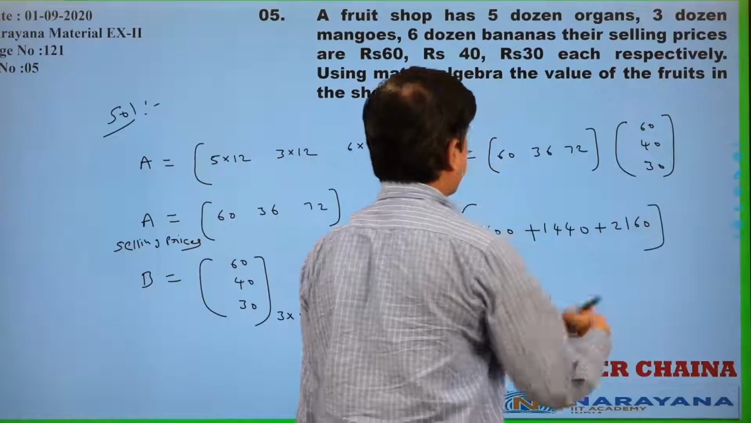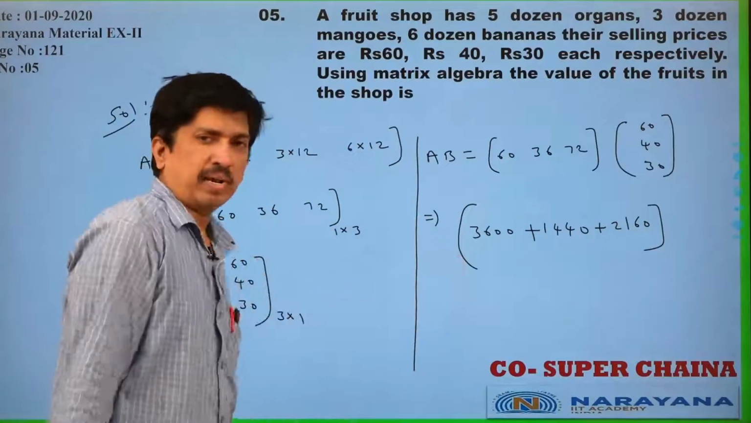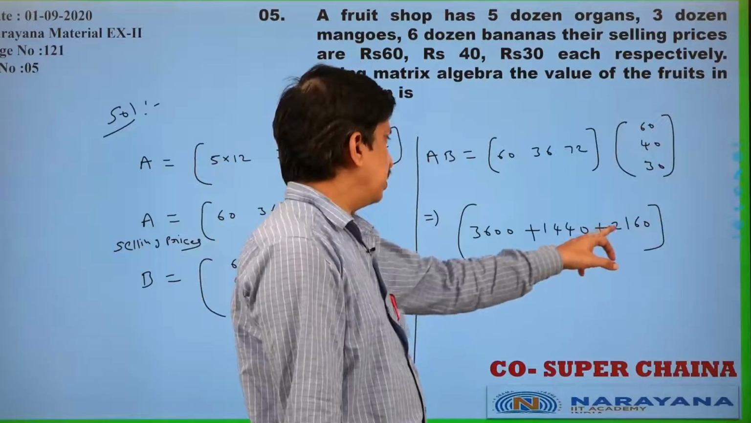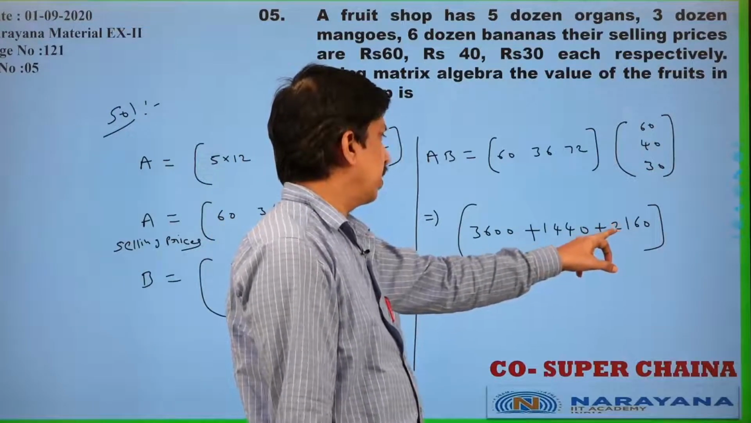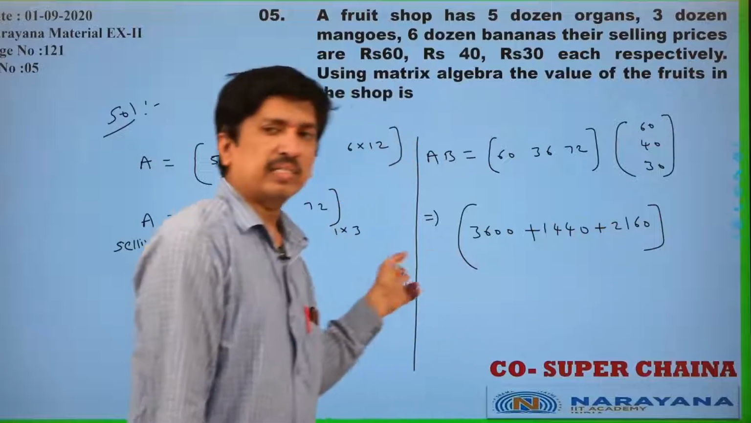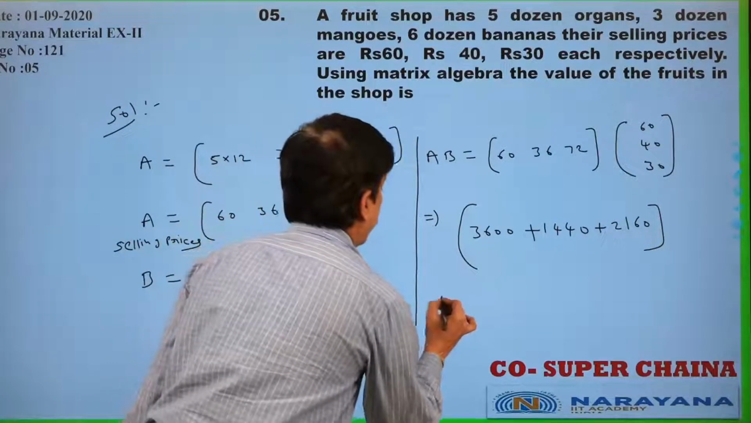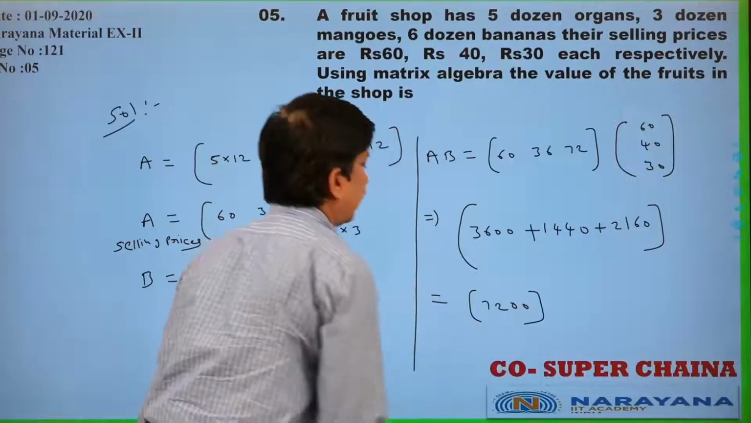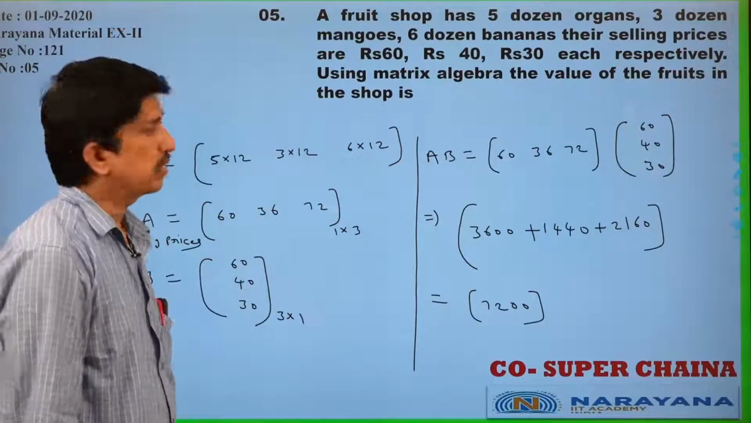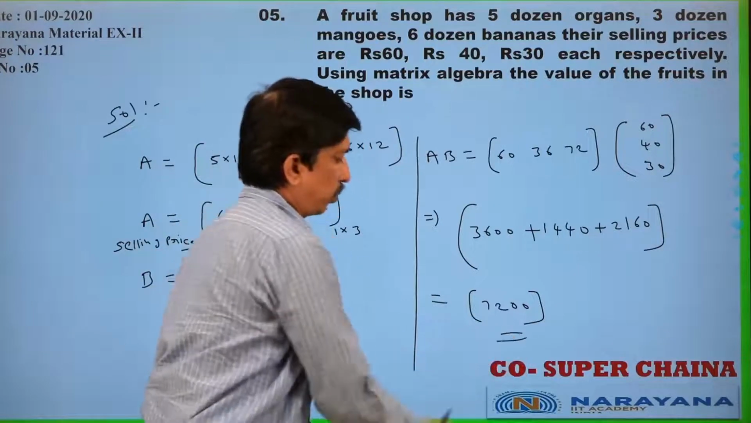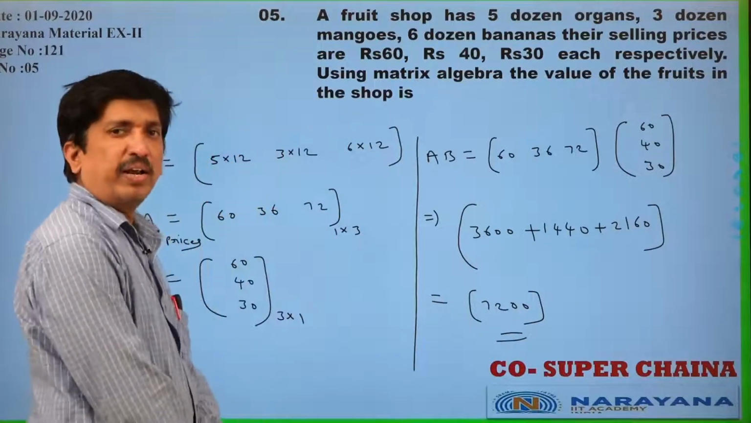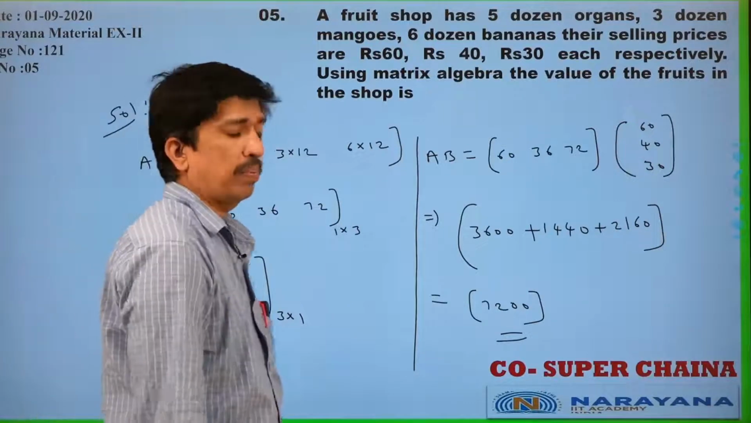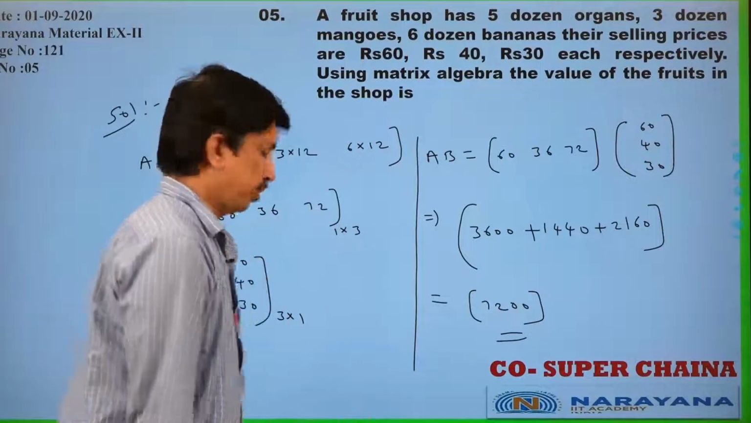Now the total sum is the final answer: 3600 plus 1440 plus 2160. What you will get, do you know? The total price is 7200. This is the total price of the fruits. Is it clear or not? 7200 is the right answer. This way you can solve the problem. Let us move to the next question.